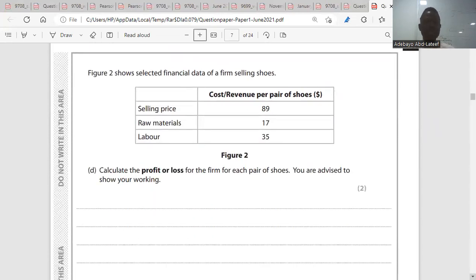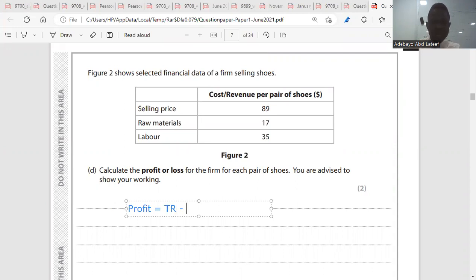Question D said, calculate profit or loss for the firm for each pair of shoes. You are advised to show your working. So we said profit equals total revenue minus total cost. So therefore we have profit.